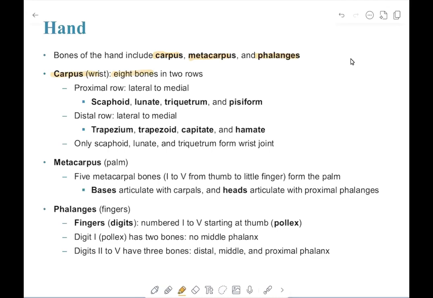And you may or may not have to know these for lab, but the easiest way to remember them is with a memory trick. And there's 2 rows of 4. The first row is lateral to medial. And one way that I like to remember this is some lovers try positions. And then the next row is that they can't handle.